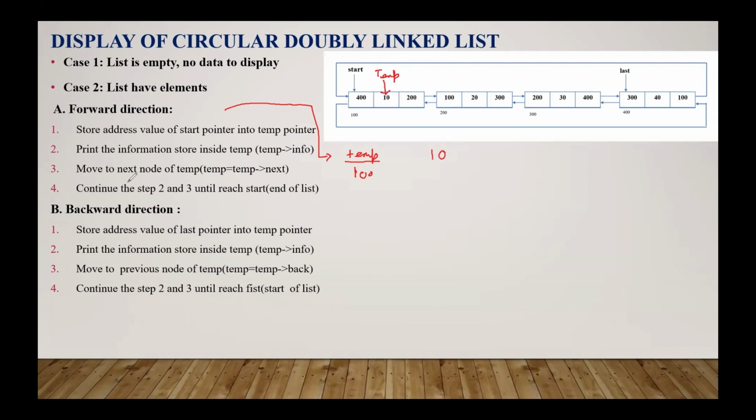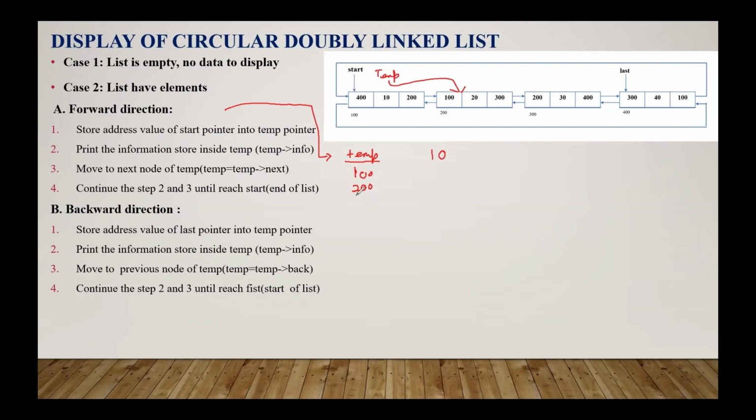Move to the next node of temp, that is temp equal to temp next. What is the temp next? 200. So right now temp stores the 200 value, and temp points to this node. Continue steps 2 and 3 until we reach the start. Start is the end of the circular linked list, that is the circular double linked list. So we have to continue until we reach the start.